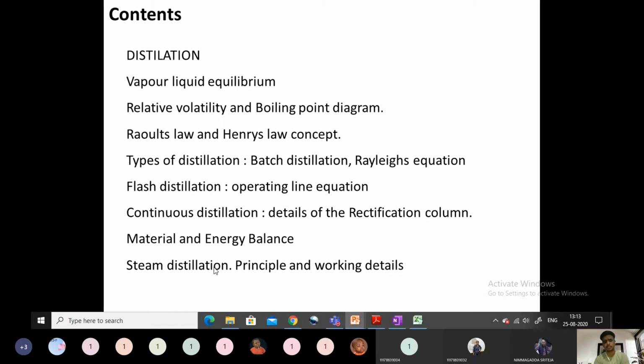Then the last topic in unit 2 is steam distillation. There is no derivation in this one. In steam distillation, you will only study the principle and its working details, one figure and its working, and the principle involved: why we have to go for steam distillation apart from the normal distillations like flash distillation, batch distillation, or continuous fractionation. So we have to differentiate between those distillation units. These are the overall contents in your unit 2.